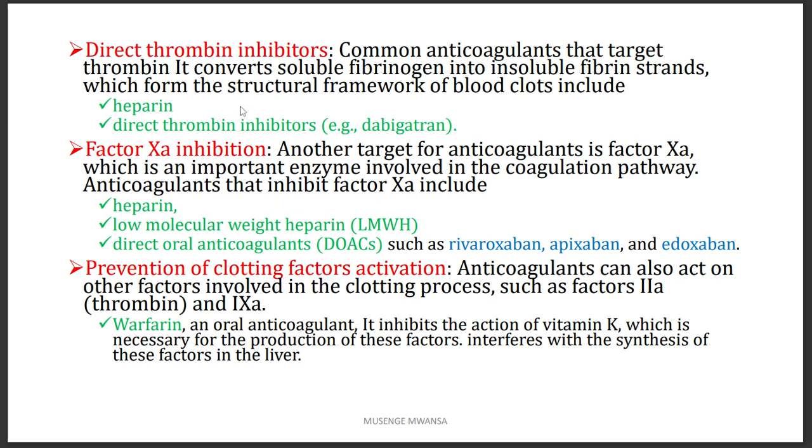So those which are able to prevent thrombin, or direct thrombin inhibitors, include heparin and direct thrombin inhibitors like dabigatran. These are some of the medicines which are able to do that work. And then those which are able to prevent activation of factor 10, we have got also heparin. There's low molecular weight heparin, direct oral anticoagulants such as rivaroxaban, apixaban, and edoxaban.